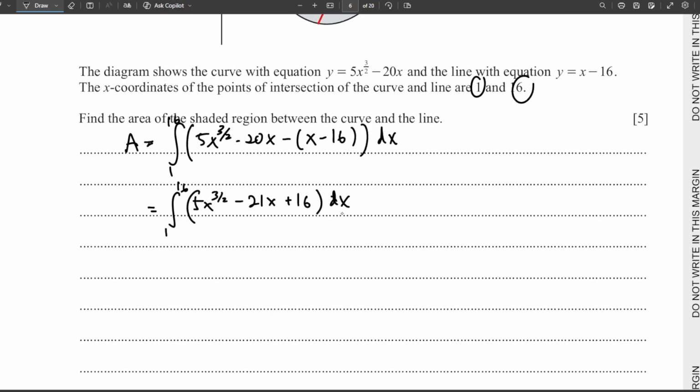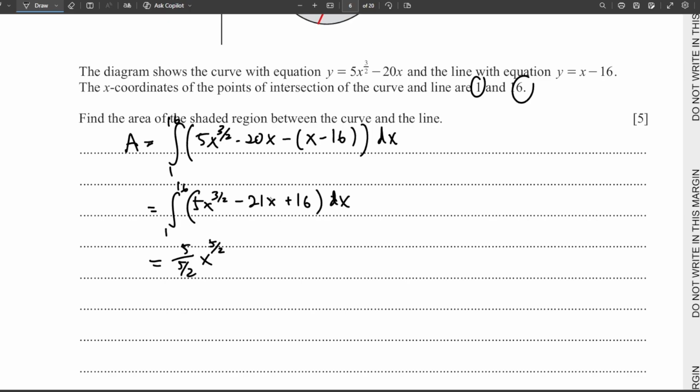And to integrate, I know some of you know how to use the calculator, but we need you to show the working in order to get the marks. So please show your working. When you integrate, you add 1 to the power. So 3 over 2, you add 1, becomes 5 over 2. And you divide by the new power, so divide by 5 over 2.